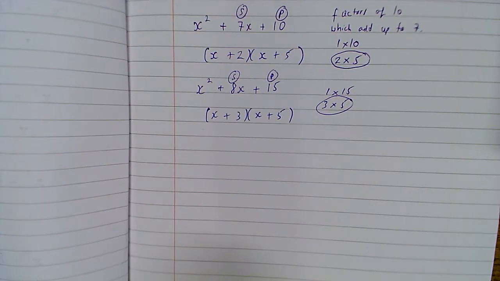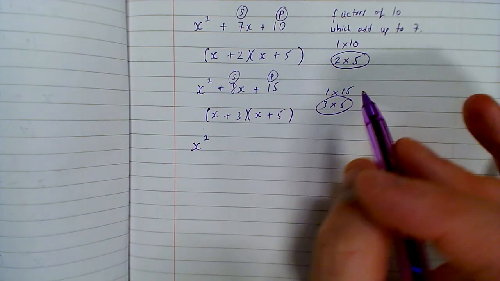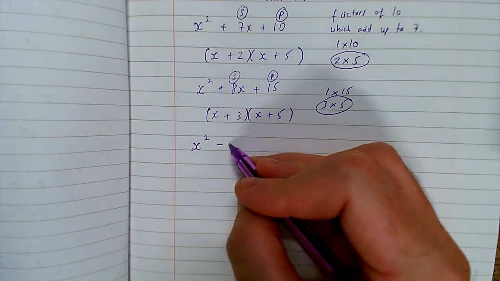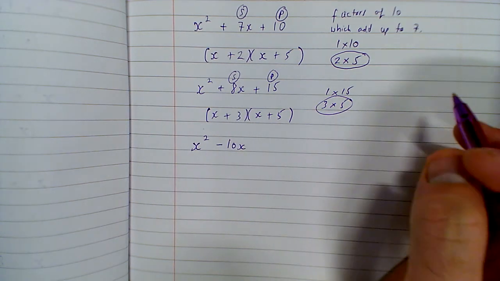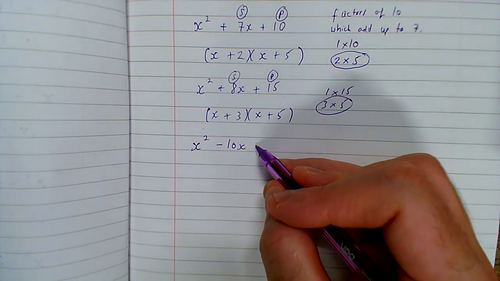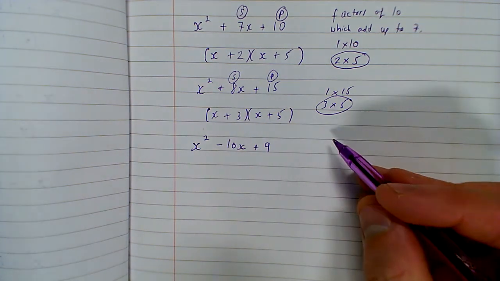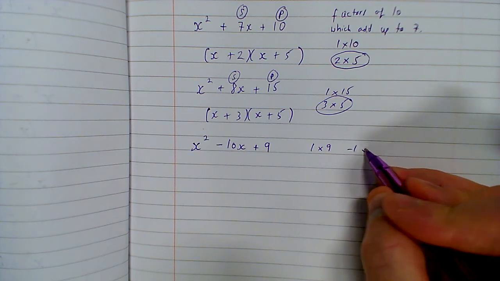I'm going to move on to looking at some negative terms. So let's try x squared minus 10x plus 9. So let's try factors of 9. 1 times 9. But also minus 1 times minus 9.